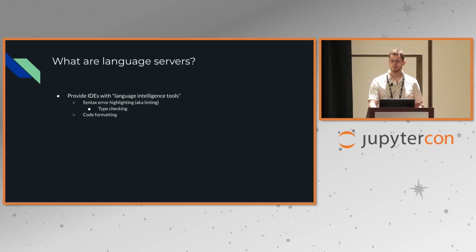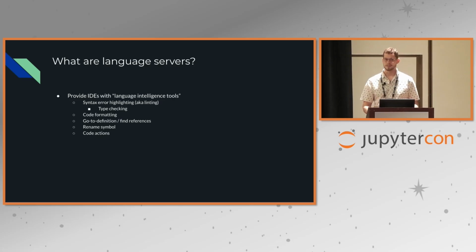Besides that, you have code formatting, making your code look pretty, go to definition or find references. The idea there is you right-click on a function definition, for example, and you can see all the places where that function is used. Rename symbol, same thing. It's a slightly more intelligent version of just global find and replace. You want to rename a variable or a class or something like that, you can do that.